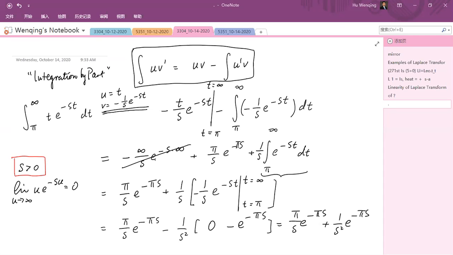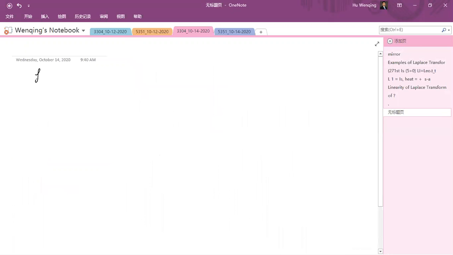Okay. So let me spend the last 10 minutes on the final problem for today. That's going to be to calculate the Laplace transform of sine at. The problem statement is very simple. You want to calculate the Laplace transform of sine of at. So what's the Laplace transform of this function?